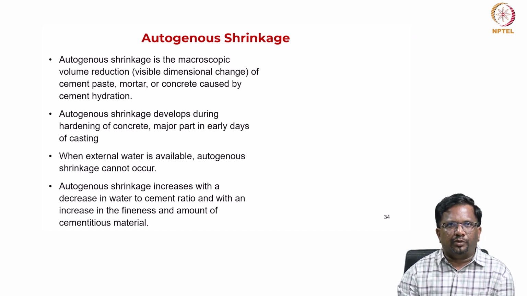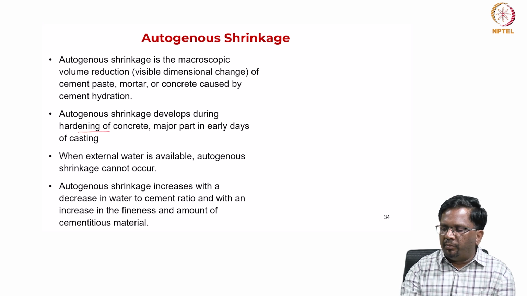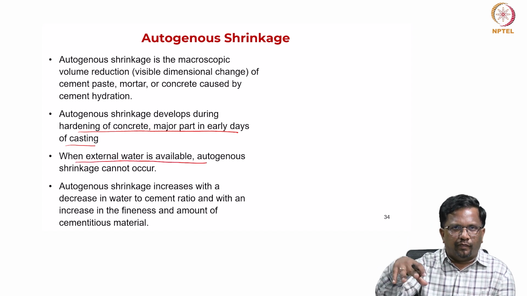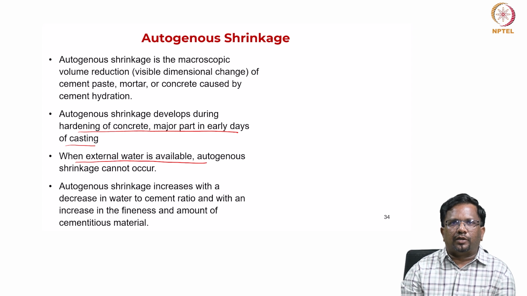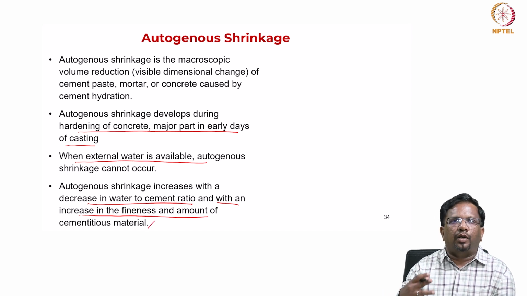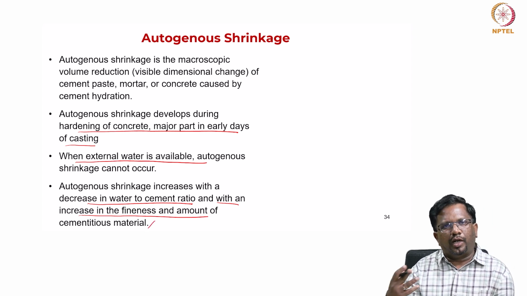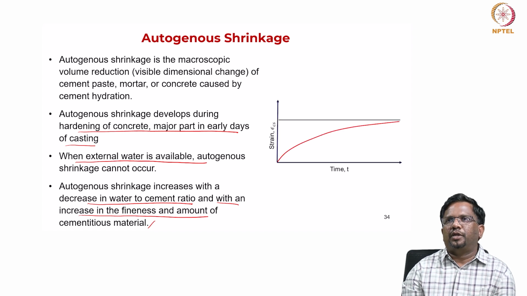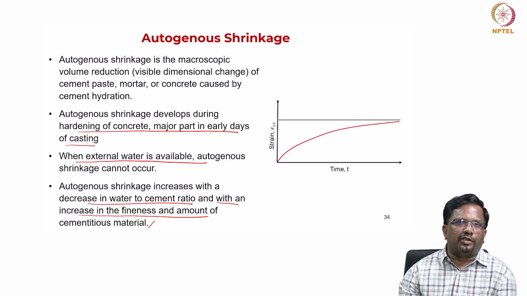It develops during the hardening of the concrete, major part of the early days of casting, right. And when external water is available, or when you water cure it, autogenous shrinkage typically does not occur, and autogenous shrinkage increases with decrease in water to cement ratio and with an increase in fineness and amount of cementitious material. More the cementitious material, more the fine content, higher will be your autogenous shrinkage. So, this is the variations of your shrinkage, as you all know.